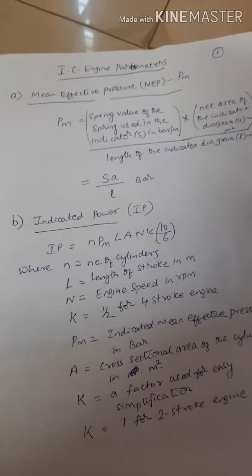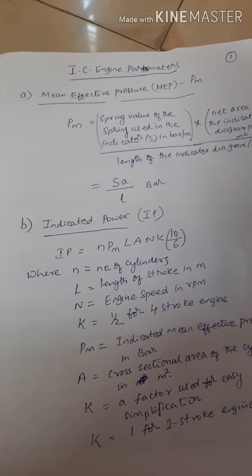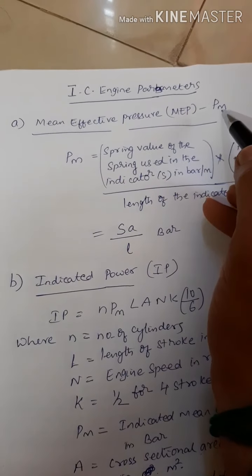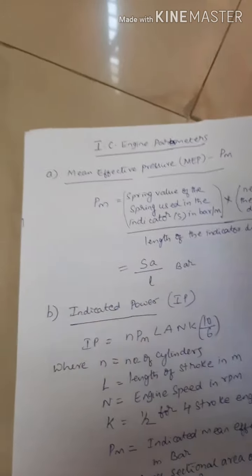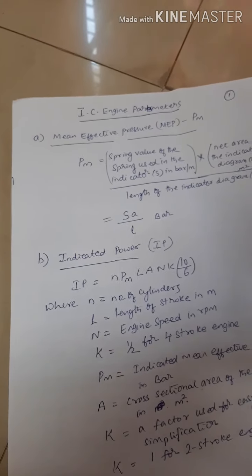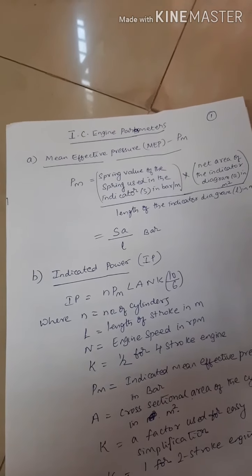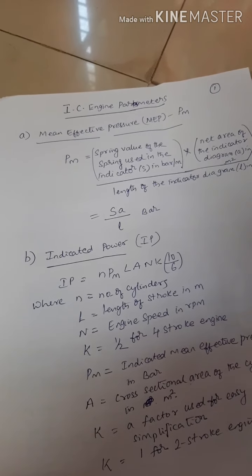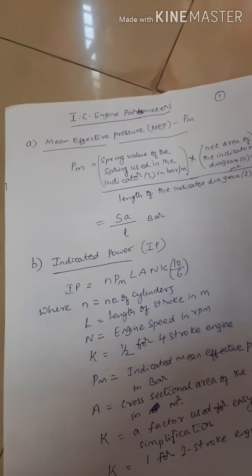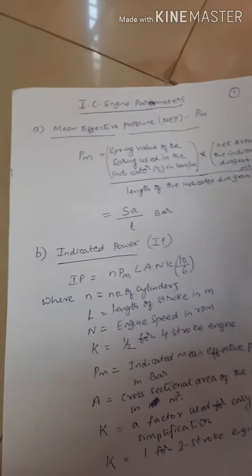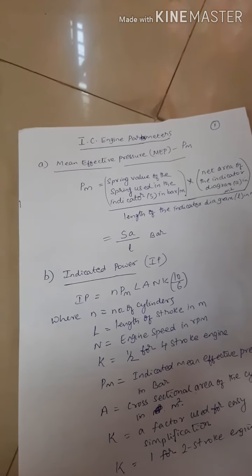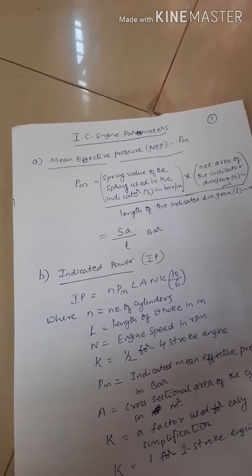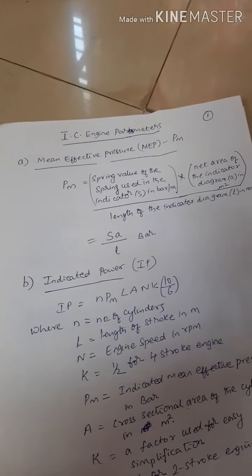Okay students, first we'll see about the IC engine parameters. The first parameter is the mean effective pressure. It is designated by MEP and the symbol is PM. So what does mean effective pressure mean? It is defined as the mean or average pressure acting on the piston throughout the power stroke. You know very well that only in the power stroke are we getting the power. In the other strokes, suction stroke and compression stroke, we are not getting the power. So it is the mean effective pressure, defined as the mean or average pressure acting on the piston throughout the power stroke.